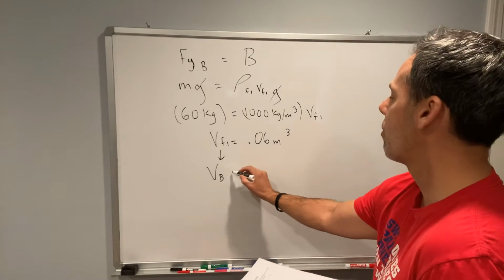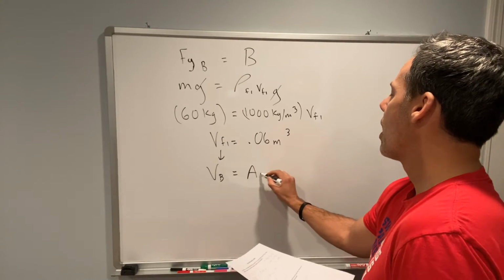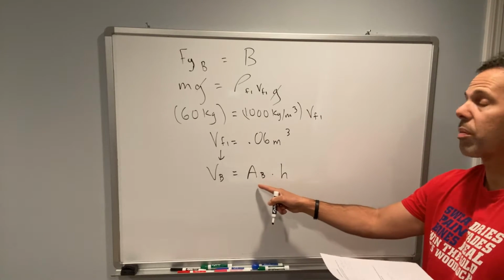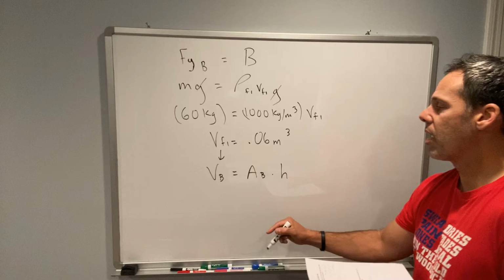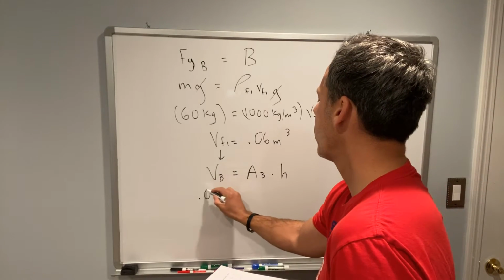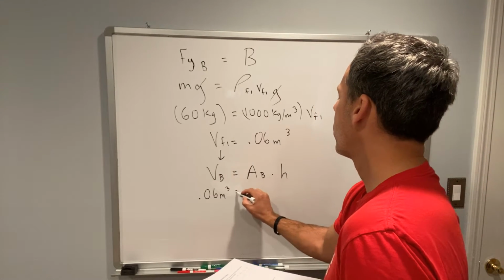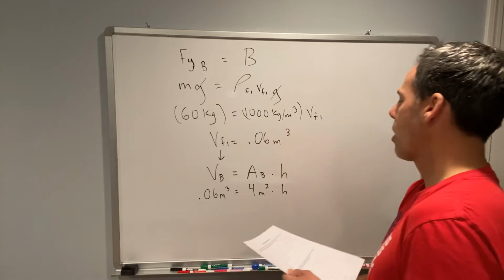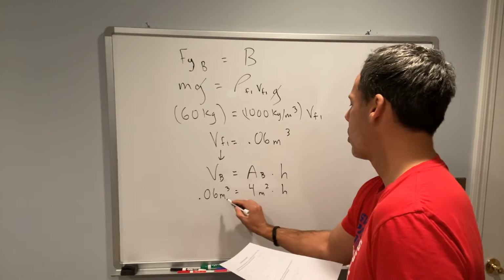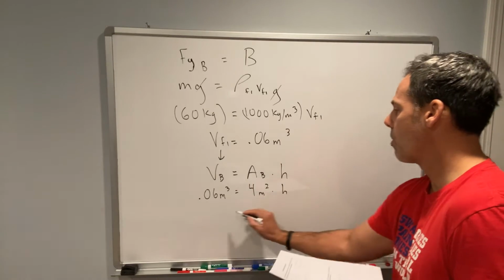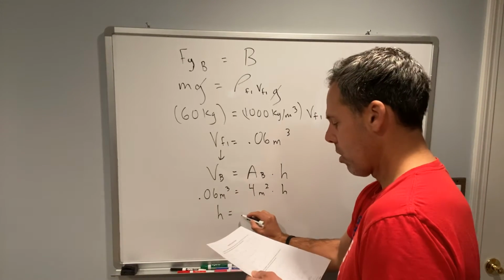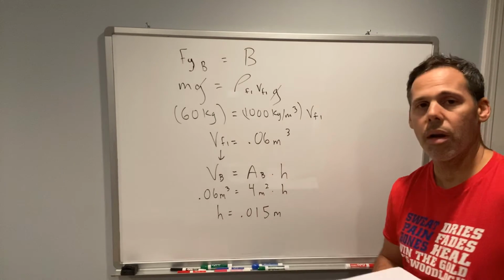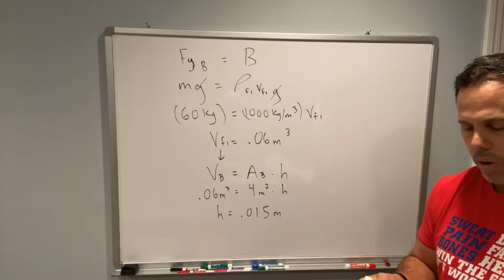Now we know that volume can equal area times height, right? This is your length times width, but in this problem, area is given. So let's plug in. 0.06 meter cubed equals the boat's 4 meters squared times h. See how the units match: meter cubed over meter squared will be a meter. h equals 0.015 meters. All right, so that is number one.